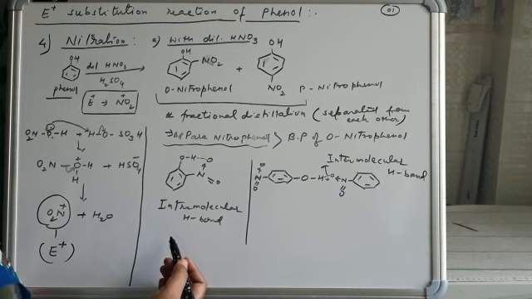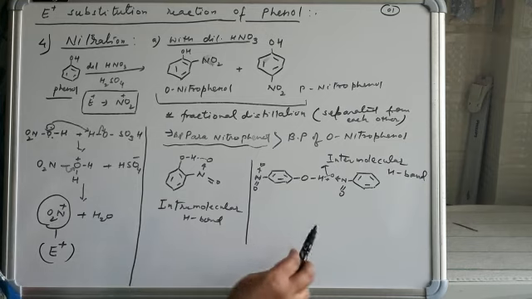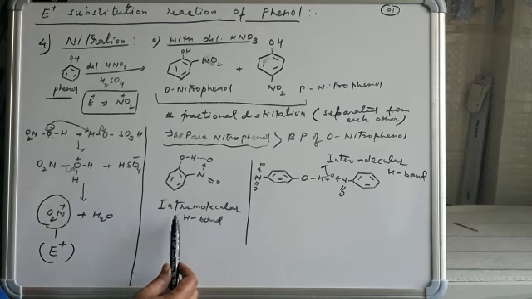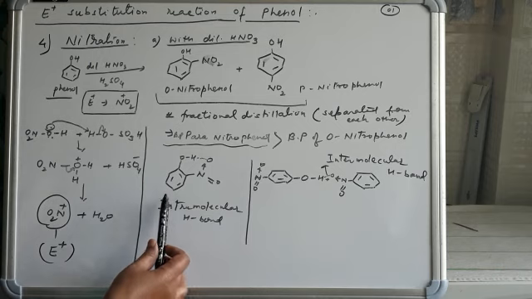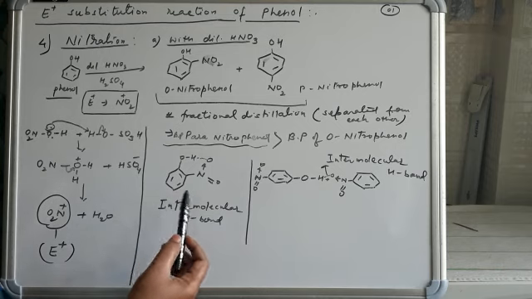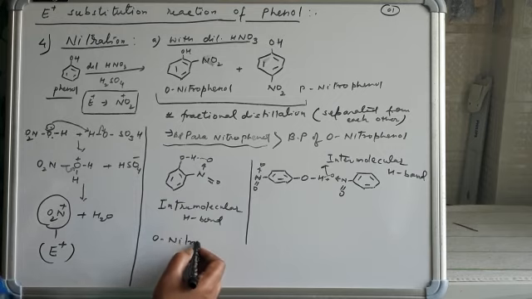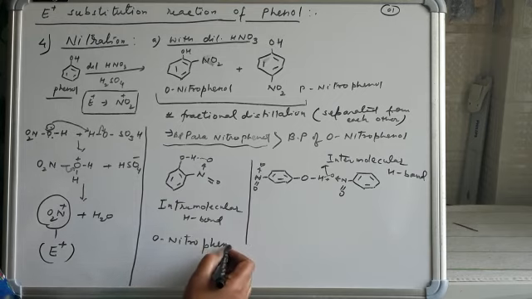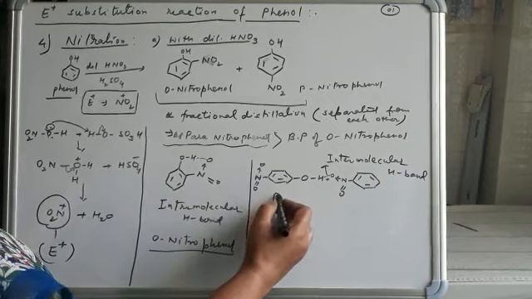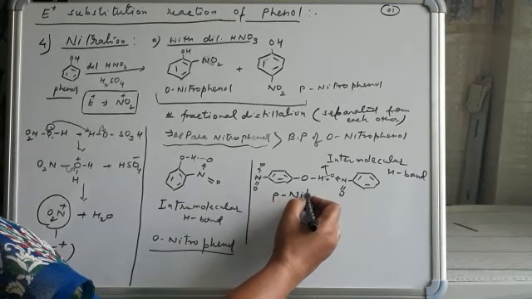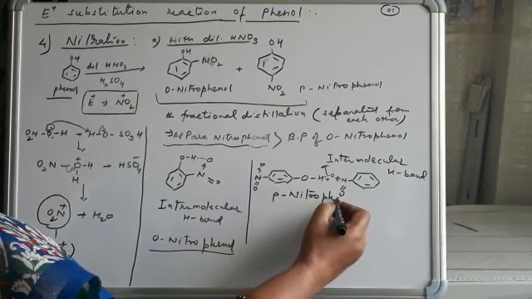Para-nitrophenol has a greater boiling point than ortho-nitrophenol, because in para-nitrophenol an intermolecular H bond exists, and an intramolecular H bond exists in ortho-nitrophenol. This is ortho-nitrophenol and this is para-nitrophenol.